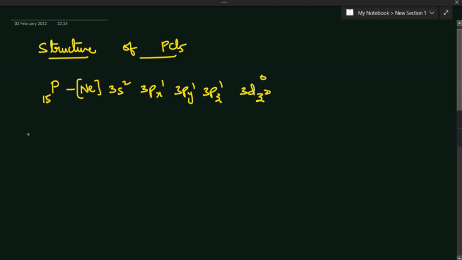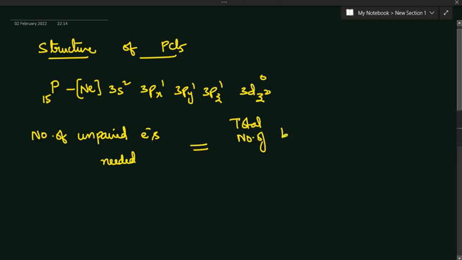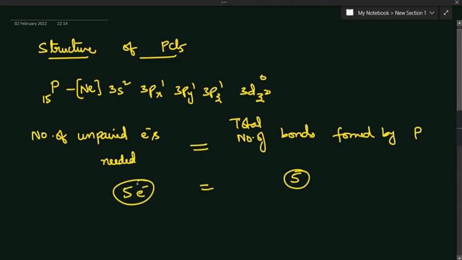So first we need to find out the number of unpaired electrons needed. Number of unpaired electrons needed is equal to total number of bonds formed by phosphorus. So total number of bonds formed by phosphorus are 5, right? So we need 5 unpaired electrons.